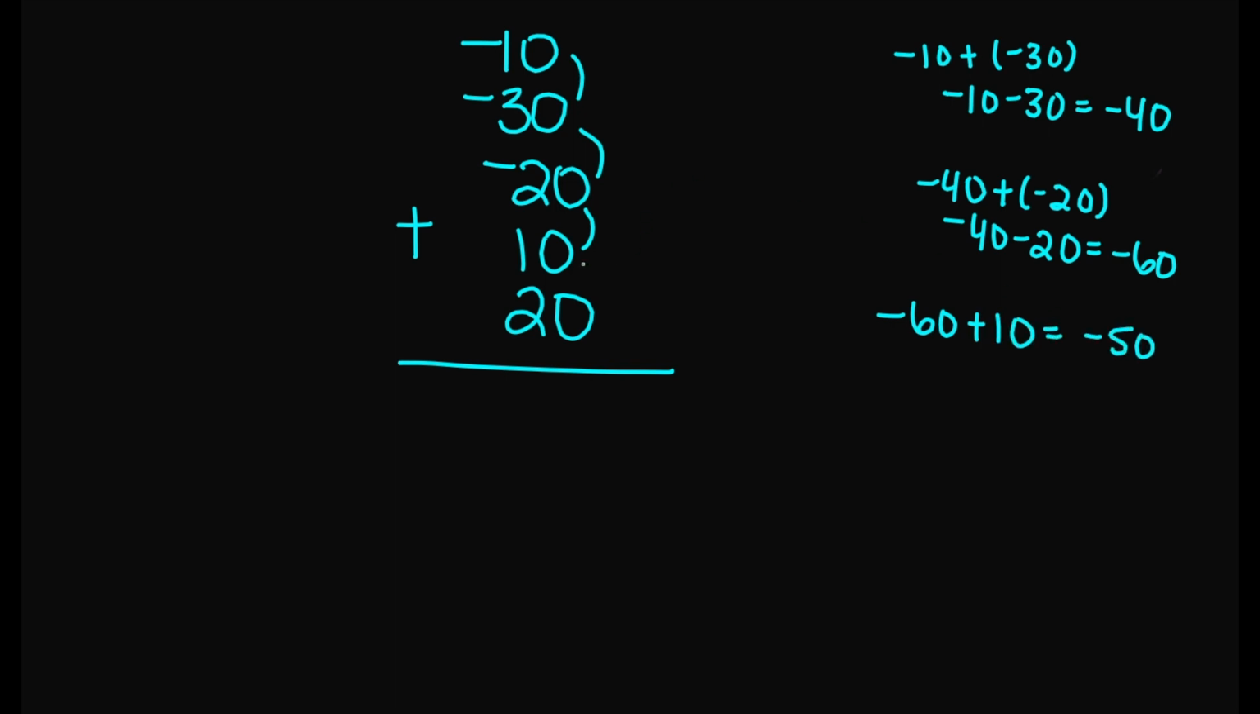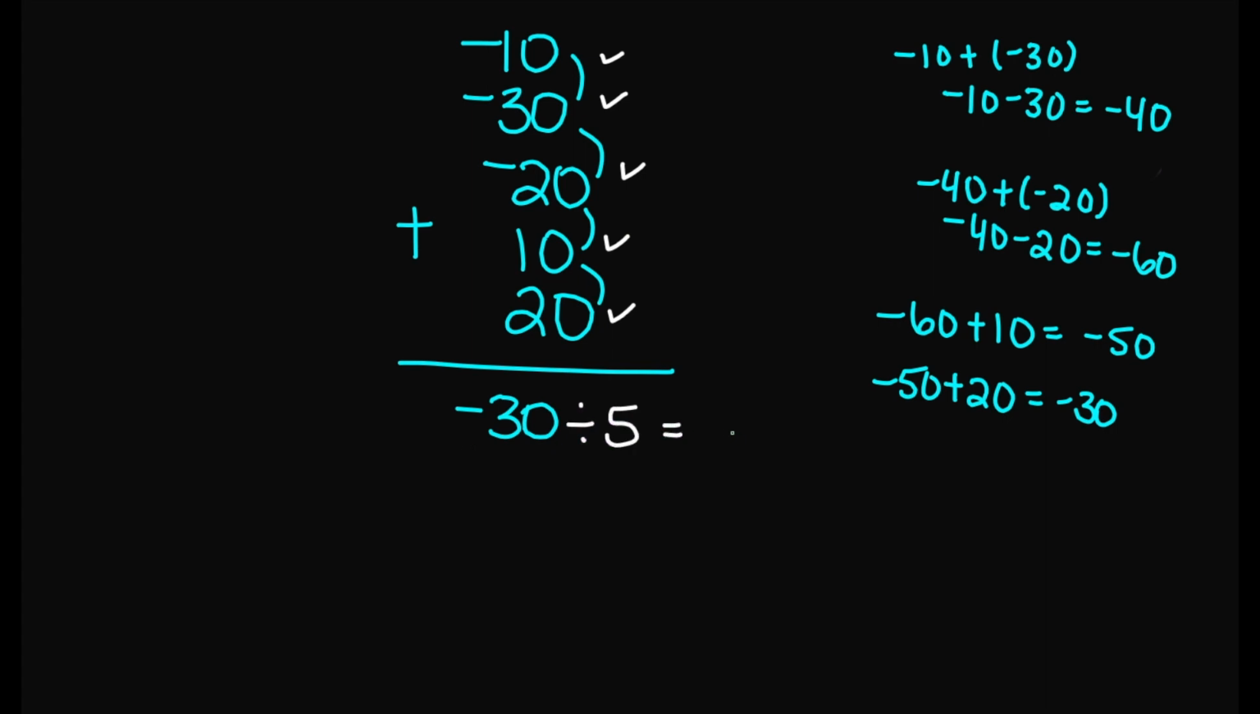And then you have -50 plus 20. So -50 plus 20, this is going to equal a negative 30. So when you add all of these together, you're going to get negative 30. Now we're going to divide our sum by the number of items we have. So 1, 2, 3, 4, 5. So negative 30 divided by 5, this is going to equal negative 6. So your mean or your average is negative 6.